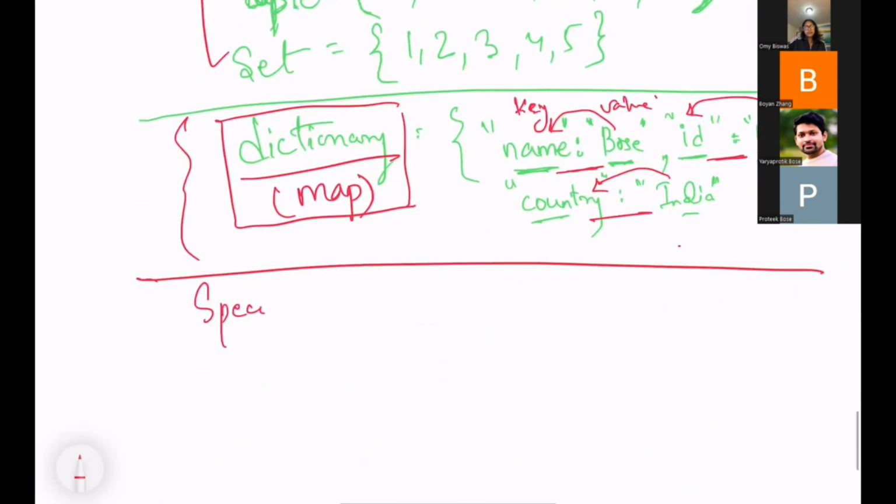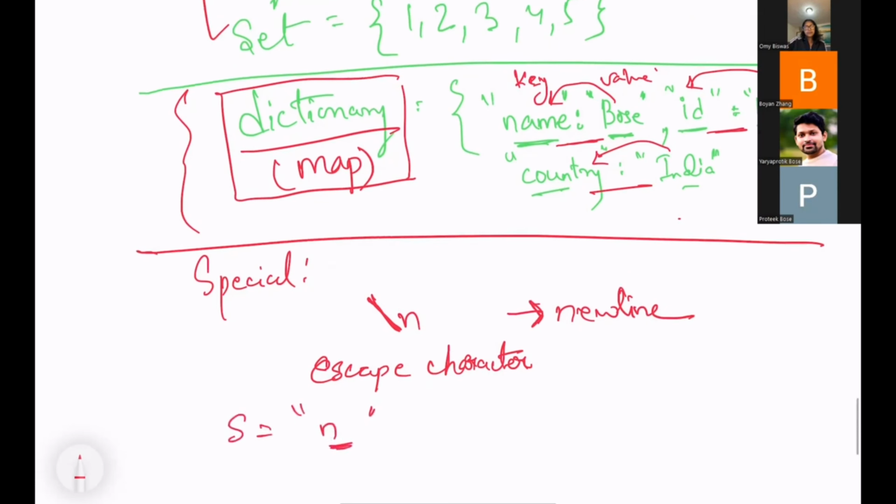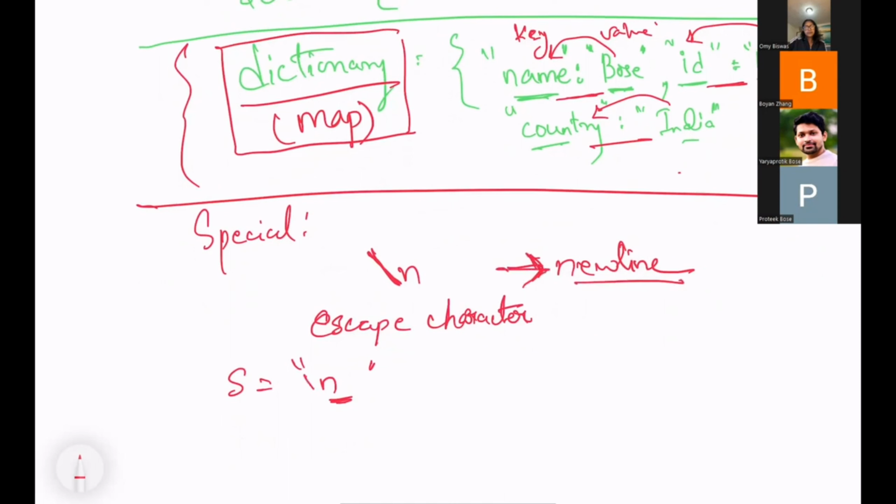Then there are special types. For example, \n is a new line. I just showed you in a program where we are changing the line. This backslash character is known as an escape character. We use shorthand notation for new line as \n, because if we just write s equal to n, it will be considered as a letter. To make it work as a new line, we give \n so that Python can understand that we have to change the line. Similarly, there is \t, which means tab, a white space. If you want to provide a space, you can give \t inside double quotes.